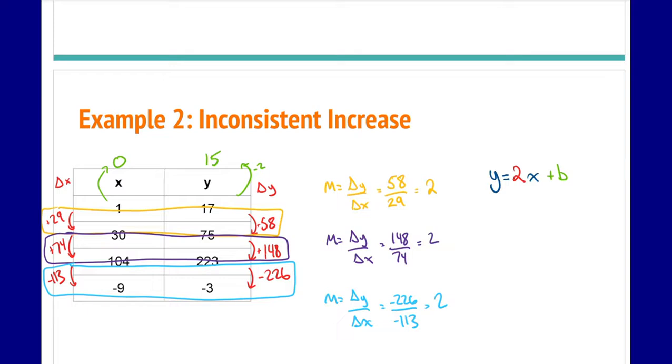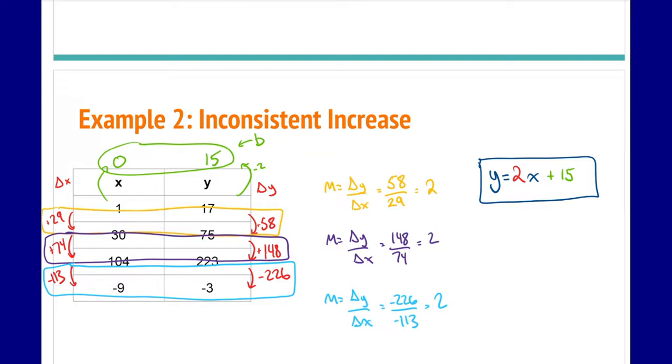So that means that my b value is positive 15. So my equation for this linear relationship in this table is y equals 2x plus 15.